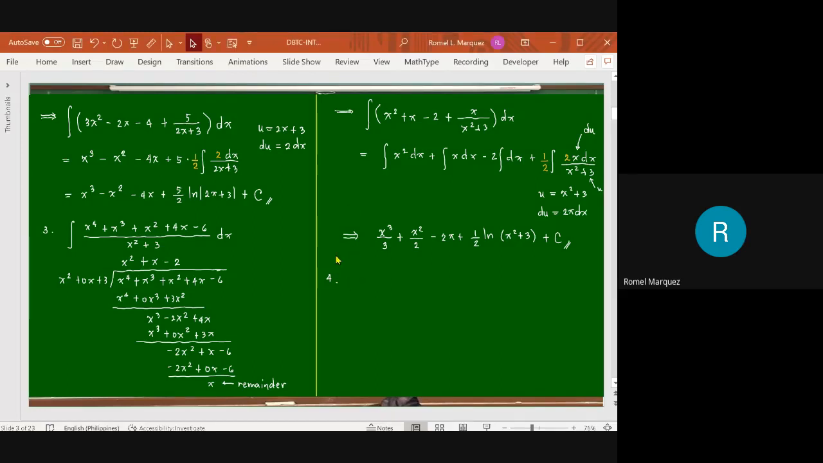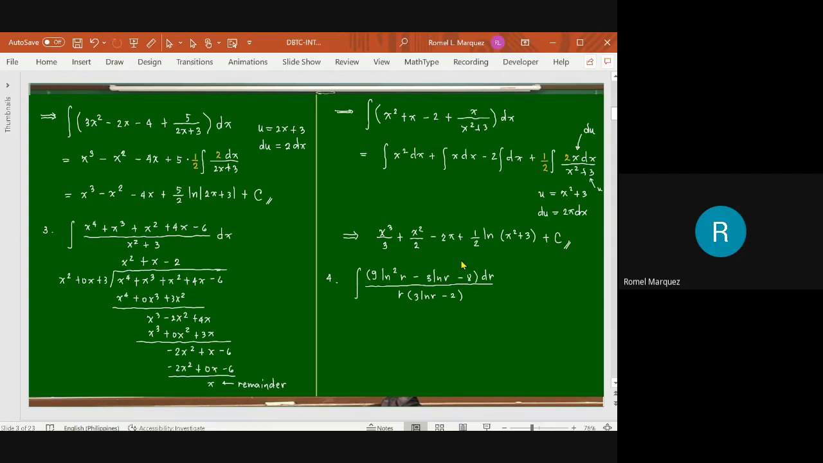So, number 4. We have the integral of 9 ln r squared minus 3 ln r minus 8, quantity dr, all over r times 3 ln r minus 2.